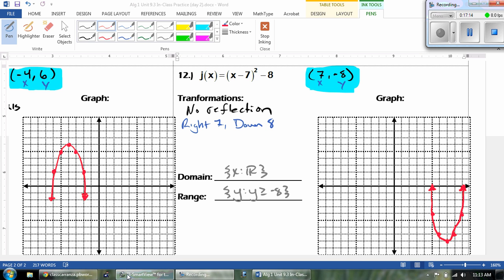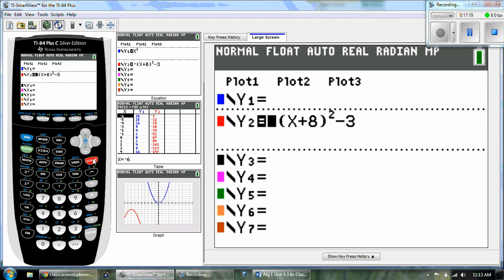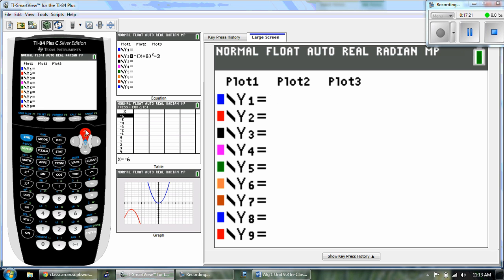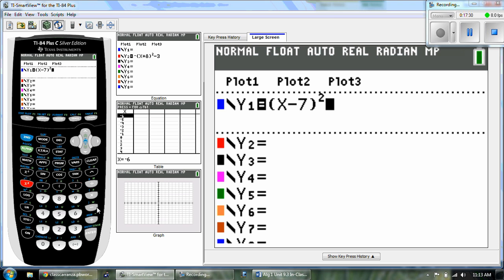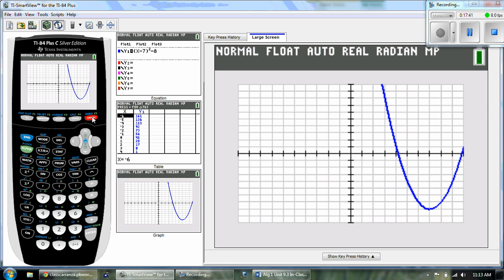Now, remember, if you're having trouble with this stuff, you can just come in here. I'm going to erase all my other functions. But if you're having difficulty with this, it's okay to plug it into your calculator just to double check. So there we go. (x minus 7) quantity squared minus 8. And there you go. You can see where the vertex is, just to check if you got it right.